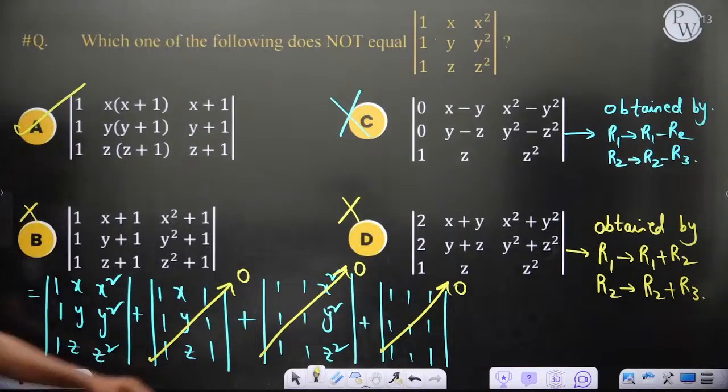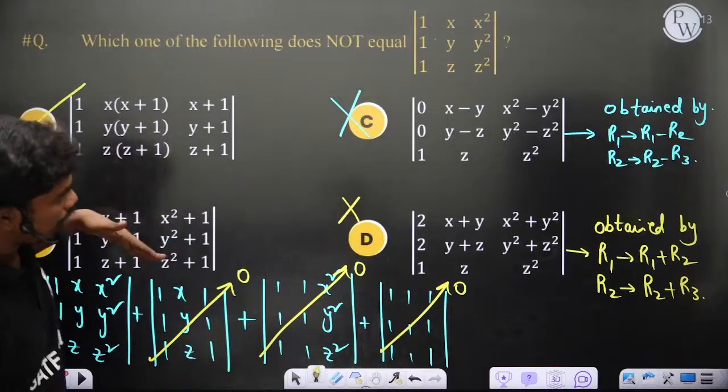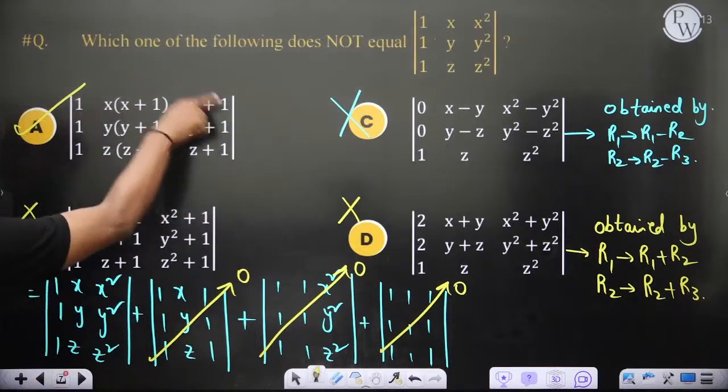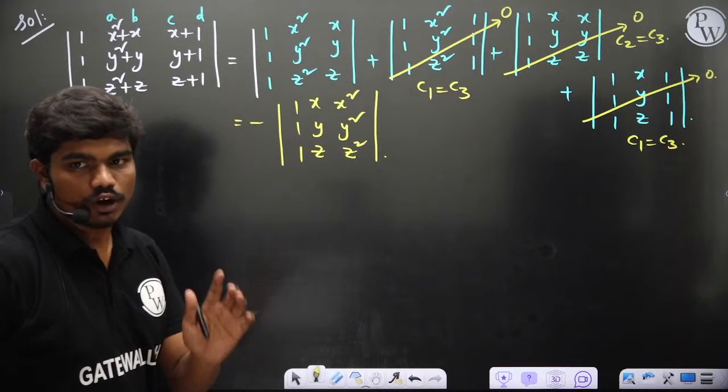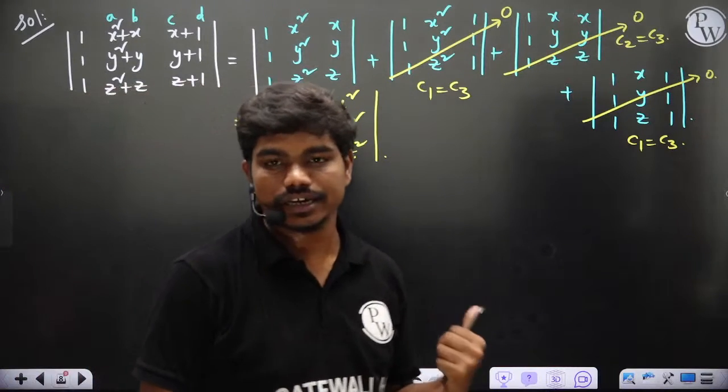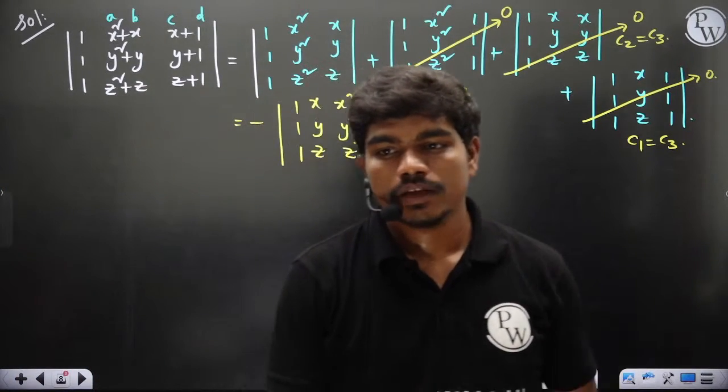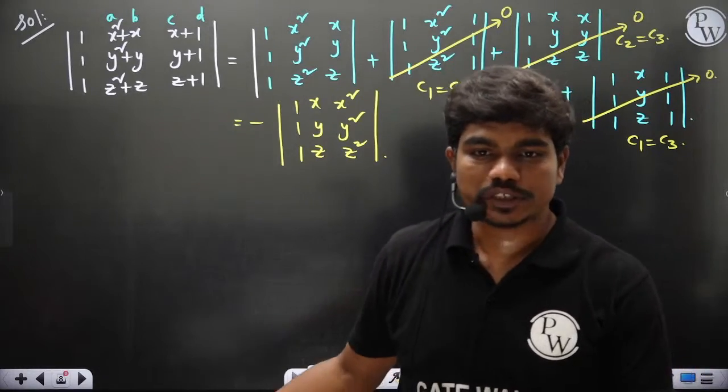In fact, the values of these three determinants will be the same as that, but the value of the first determinant will be the negative of that, which we have shown here. So that's why option A is the correct answer in this case. Clear to all of you? Yes, did you all understand why option A is the correct answer?